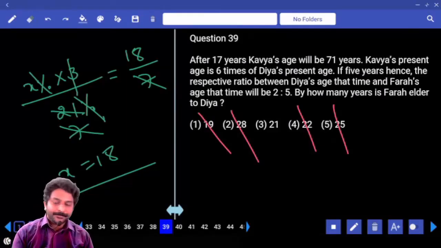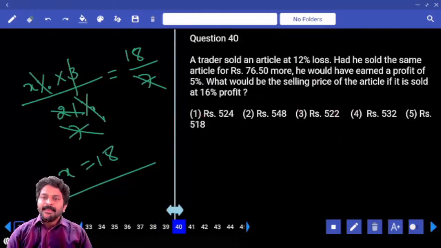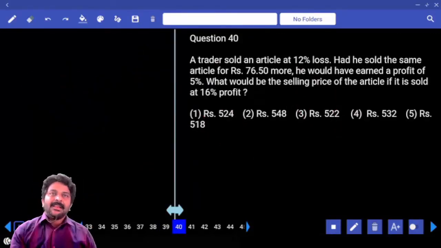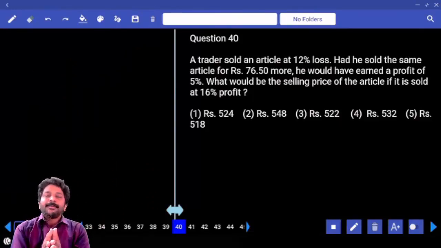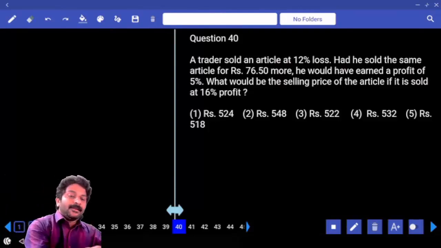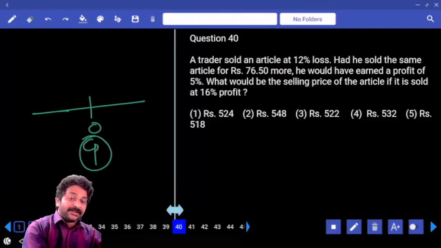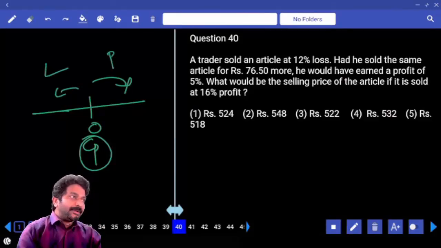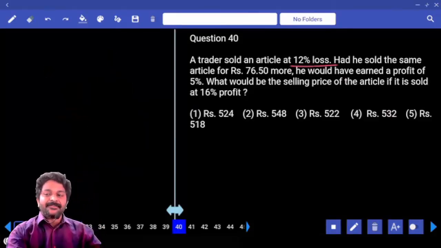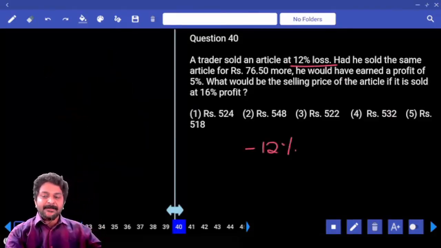Okay, now. Right, next. A trader sold an article at 12% loss. Loss is always on the negative side, right? Profit, if we take the x-axis and treat 0 as the cost price point, profit will be on the positive side and loss will be on the negative side. So as there is a loss of 12%, can I treat it as minus 12?